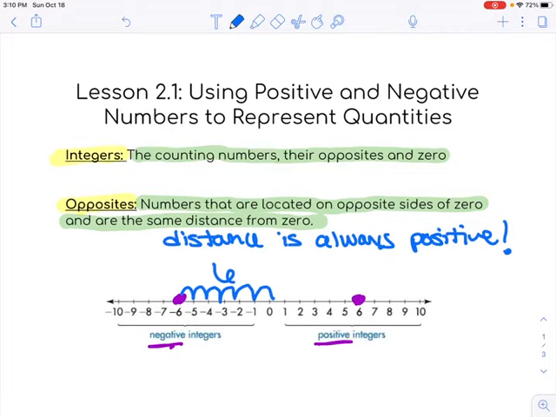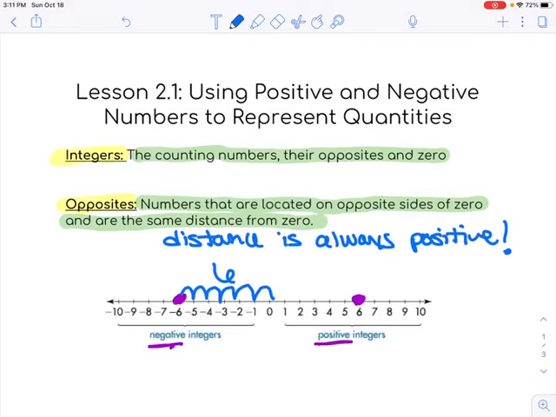And I always like to think about this in terms of running. So for instance, my sister loves running and she runs half marathons. And a half marathon is 13.1 miles. But she can't run a negative mile. That's not a thing. You can't run negative 13.1 miles because it's how far you're going. So distance is always positive.